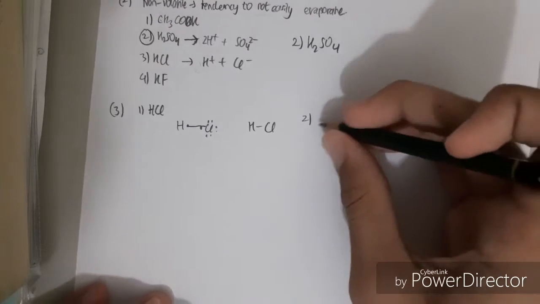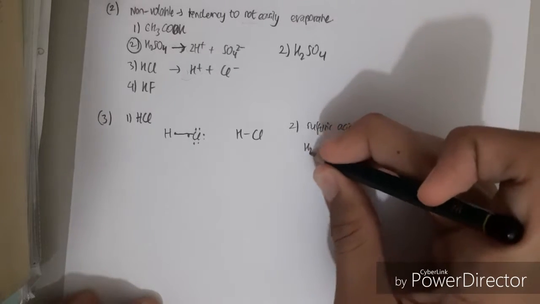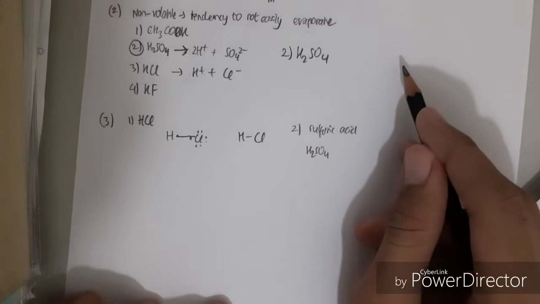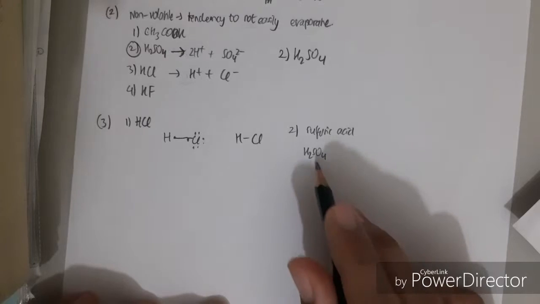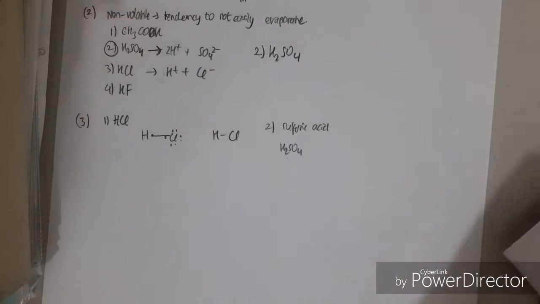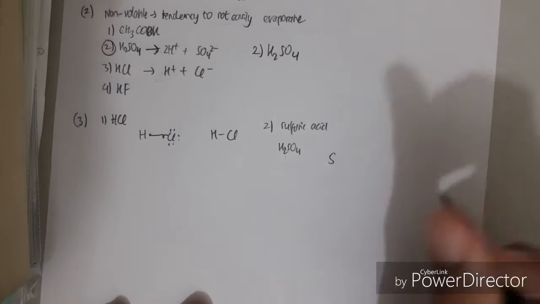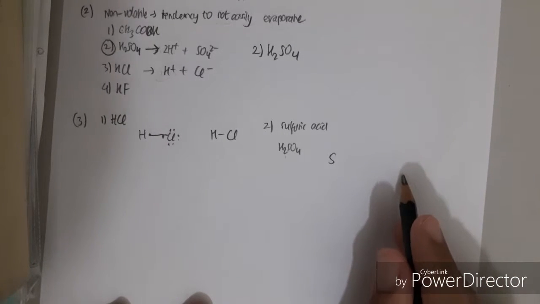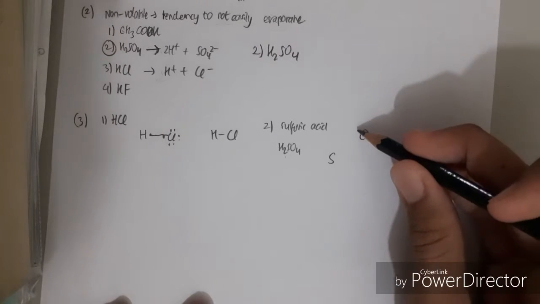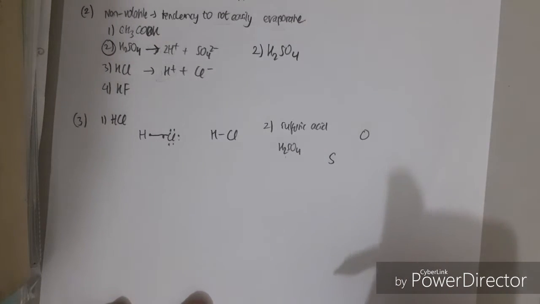Number 2 is actually sulfuric acid. We know that sulfuric acid is H2SO4. Well, actually, I said hydrogen sulfate, but maybe it's the same. But sulfuric acid is H2SO4. Now the way to draw H2SO4 is a bit different. We know that S, sulfur, has 16 electrons, thereby 6 valence electrons, and O has the same number of valence electrons as sulfur, 6, and H has only 1.